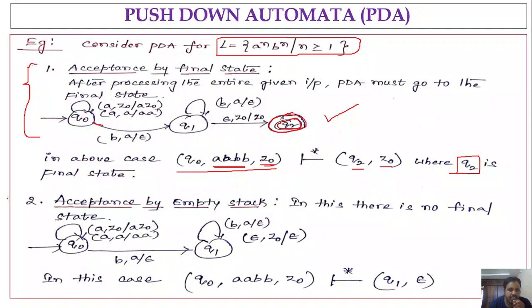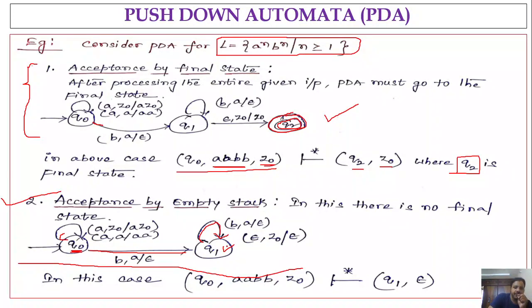Now acceptance by empty stack. Acceptance by empty stack means here we are not going to have the final state, right? So for this strategy, we are going to have two states, Q0 and Q1. As long as you are going to get A, you will be in state Q0, the same transitions. The moment you get B in Q0, you go to the state Q1, since the state Q1 is representing the B symbols that we have seen.